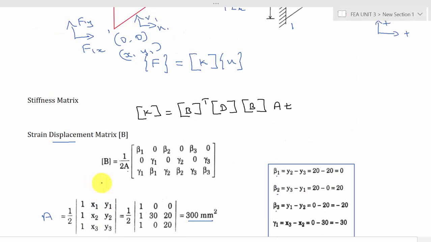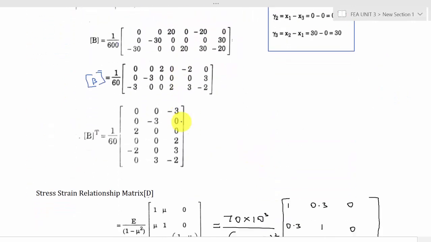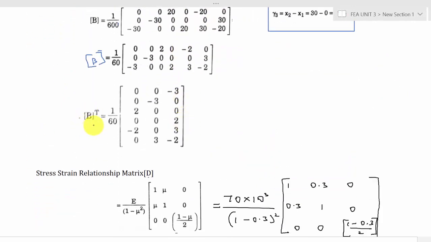But in the equation, I'm going to substitute the B matrix as well as the B transpose matrix. So let me calculate the B transpose. We know how to calculate the transpose. I have converted the first row into the first column, second row into the second column and third row into the third column. Now I have calculated the B transpose.